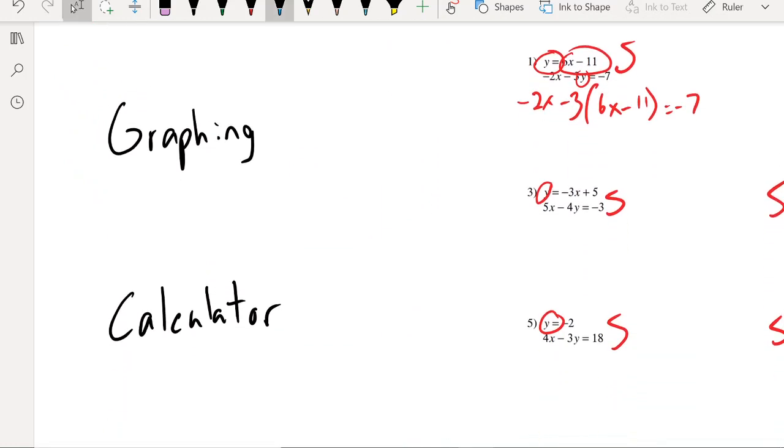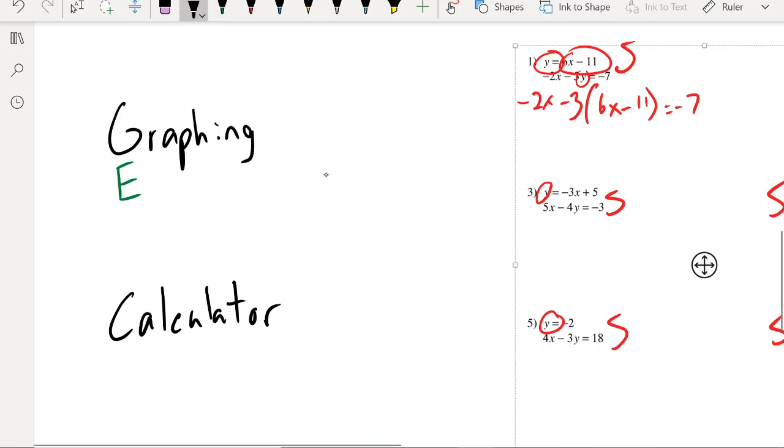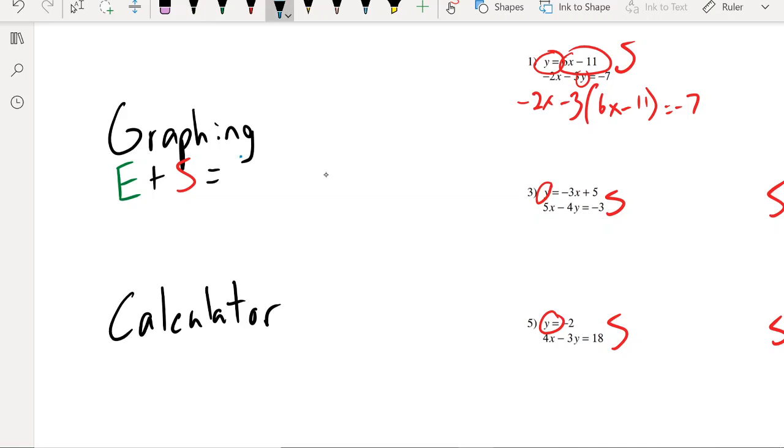Now, for graphing, this one is kind of like elimination plus substitution equals graphing. And here's why. Because for graphing, you want y equals mx plus b. You want them to both be like that, which means that they have to be lined up, right?